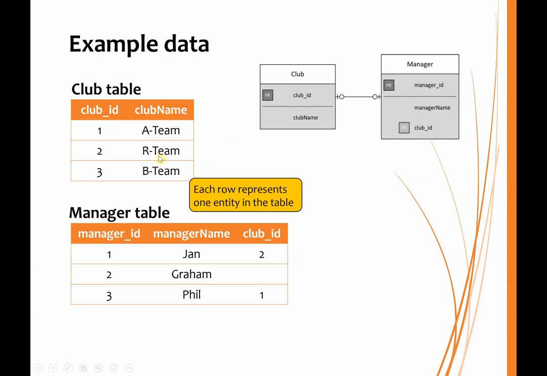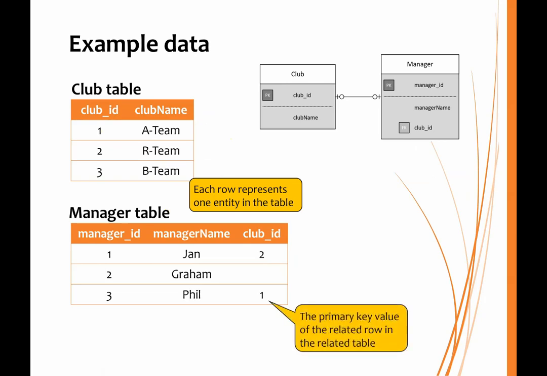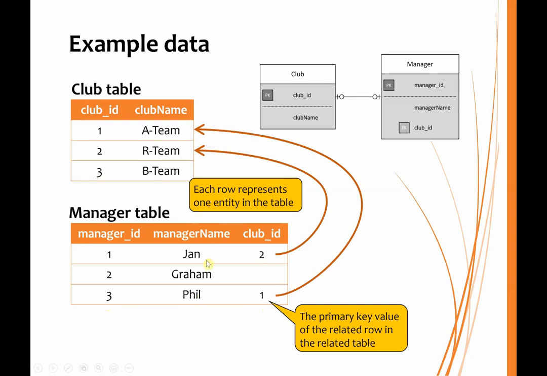And so here's the data represented again. So we can see that each row represents one entity in the table. The primary key value of the club is a foreign key value in the manager. And so this quite naturally tells us that Phil, whose ID is 3, is a manager for club number 1, the A team. Likewise for Jan, but she manages club number 2, our team. And Graham doesn't at the moment have a club.